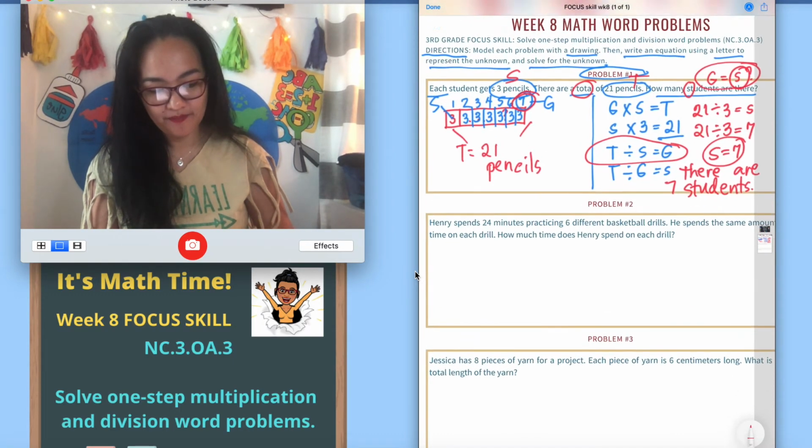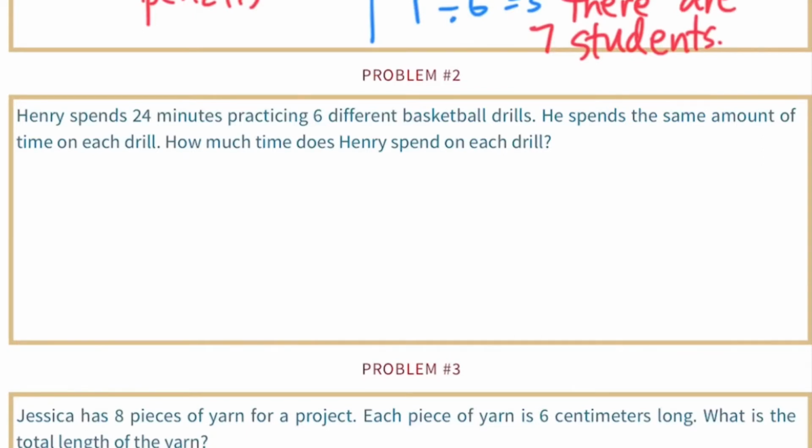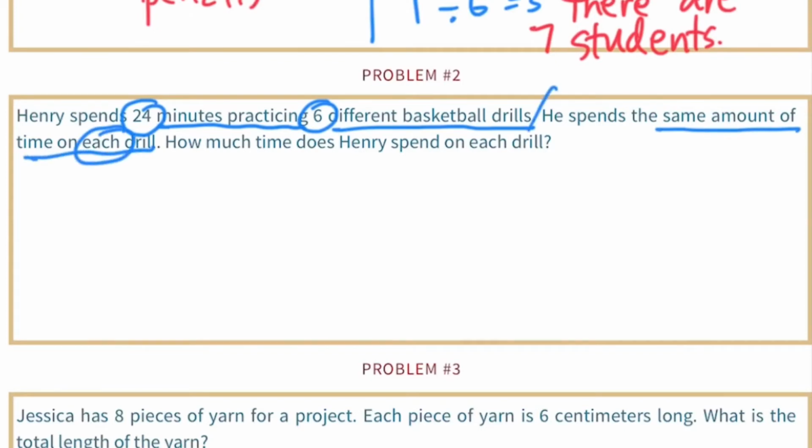Here we go. Problem 2 says, Henry spends 24 minutes practicing 6 different basketball drills. He spends the same amount of time on each drill. How much time does Henry spend on each drill? Okay, now let's label our numbers. G for group, S is for size, and T is for total.